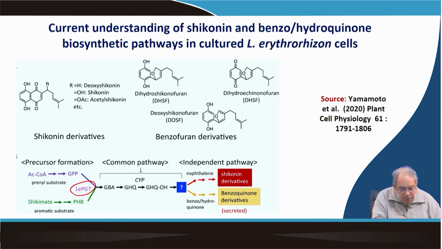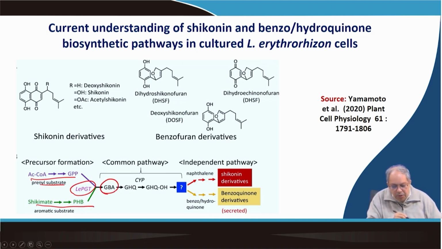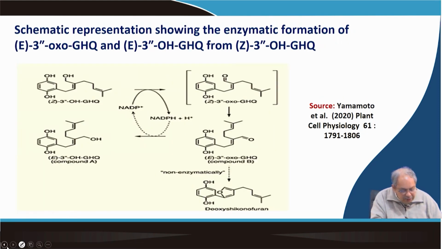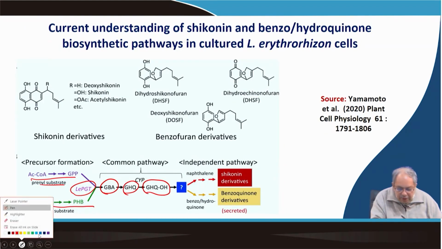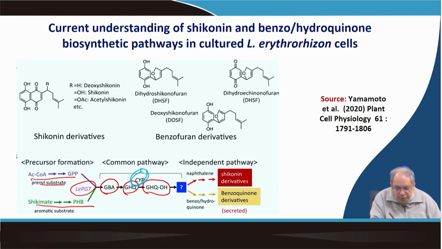Our current understanding is that we know this much: we know geranyl hydroxybenzoic acid, then geranyl hydroquinone, then hydroxylated geranyl hydroquinone. The latest information is that this cytochrome P450, which converts geranyl hydroquinone to hydroxylated geranyl hydroquinone, has been characterized. But what converts hydroxygeranyl hydroquinone towards shikonin and towards the benzoquinone remains elusive yet.